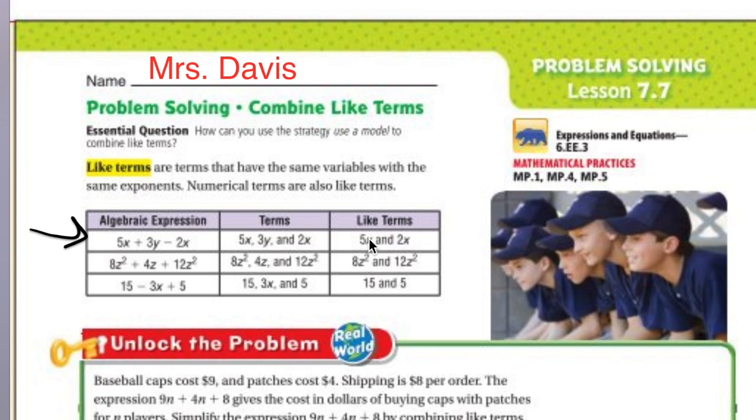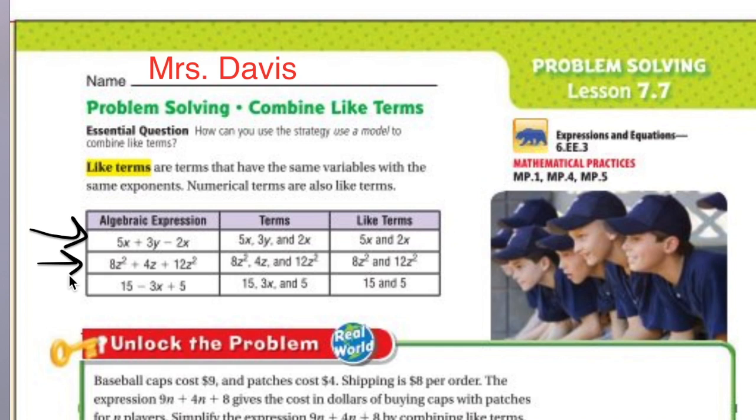The like terms are terms that have the same variable and the same exponent. So 5x and 2x have the same variable, x, and the same exponent, 1. 3y would be a separate term. Okay, so 5x and 2x are your like terms.